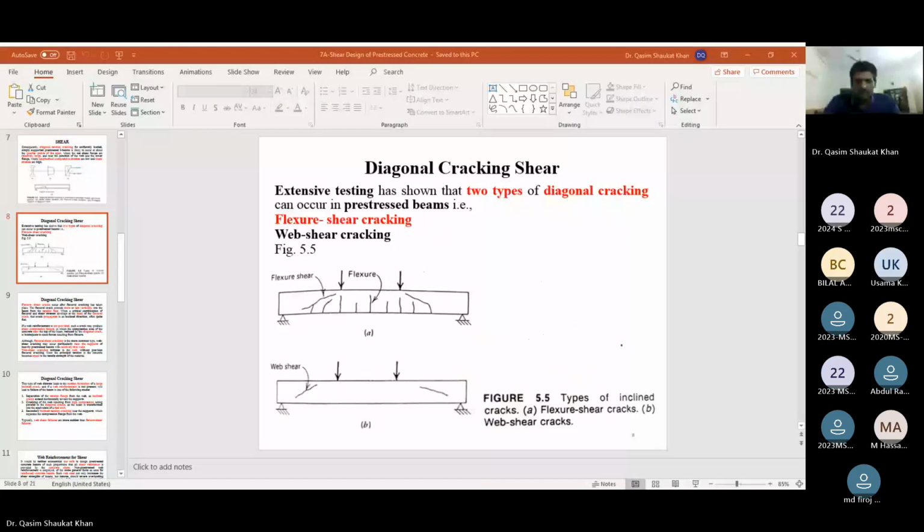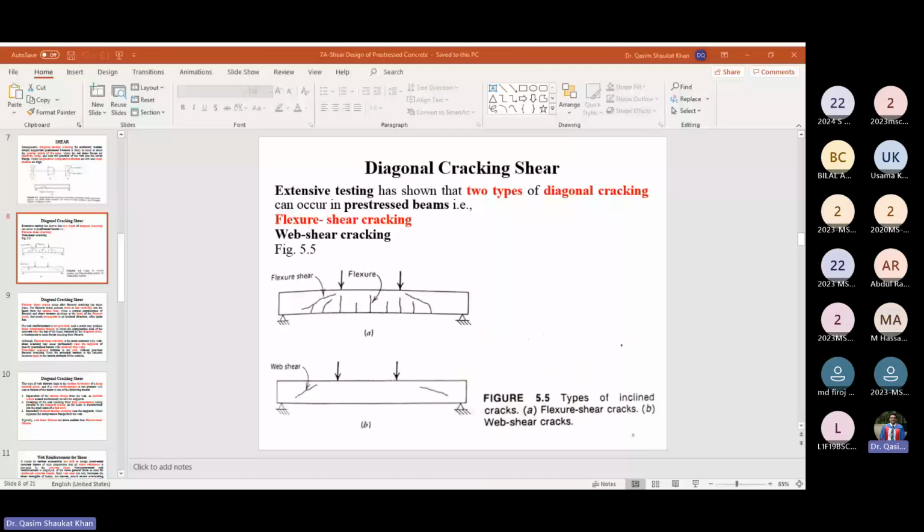Let's restart the lecture. So everyone can see the slide. Everyone can see the slide. Yes, sir. Okay. So we were at this point.